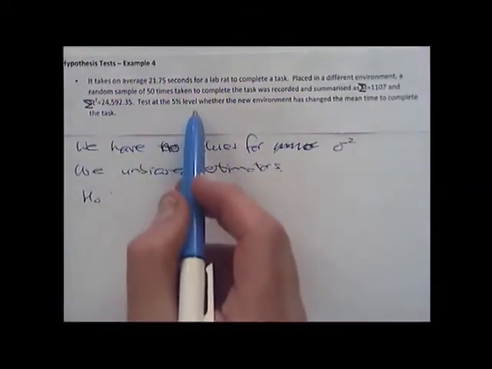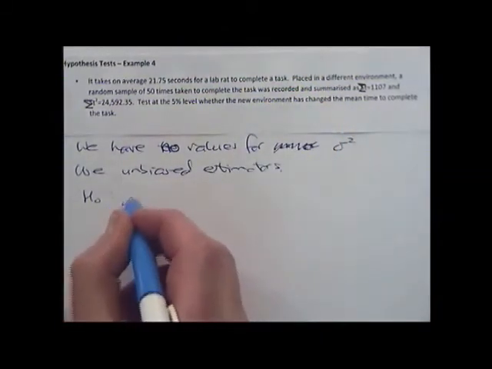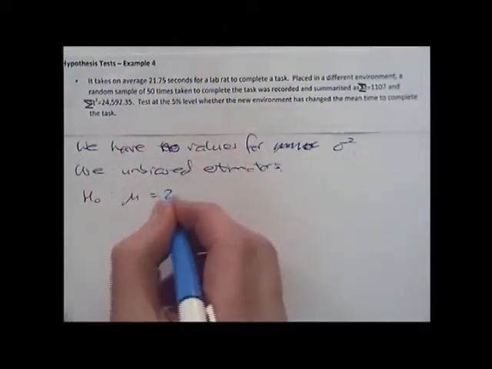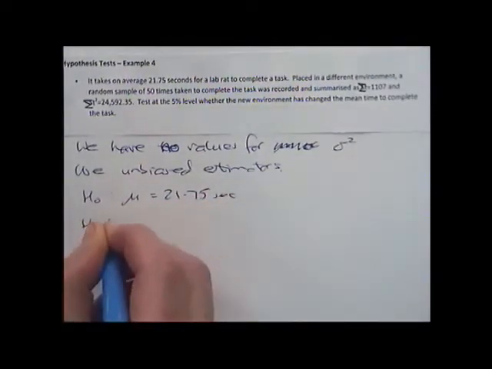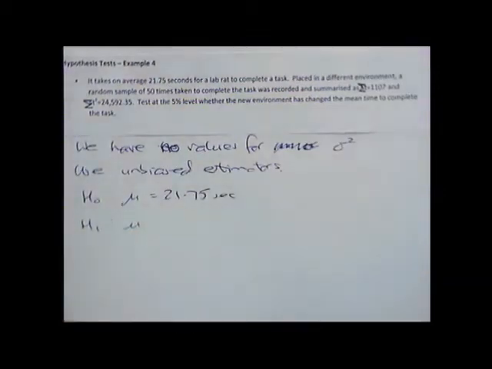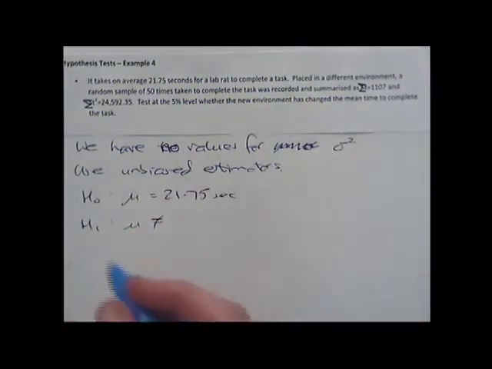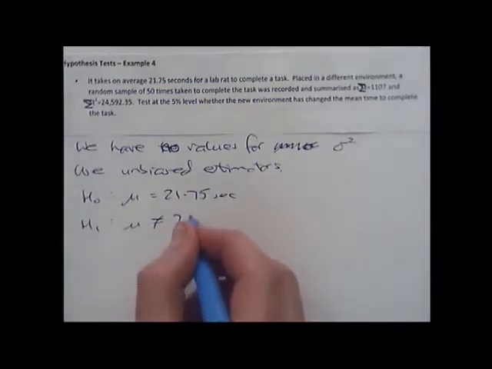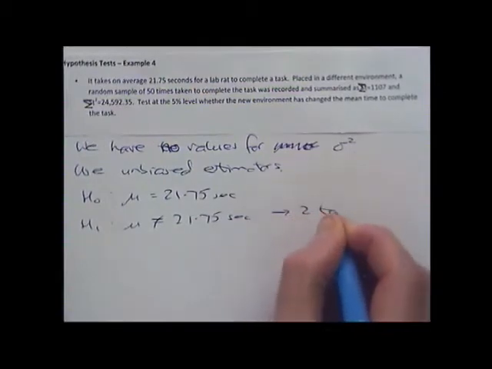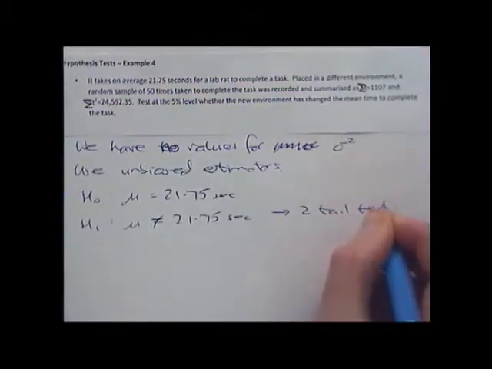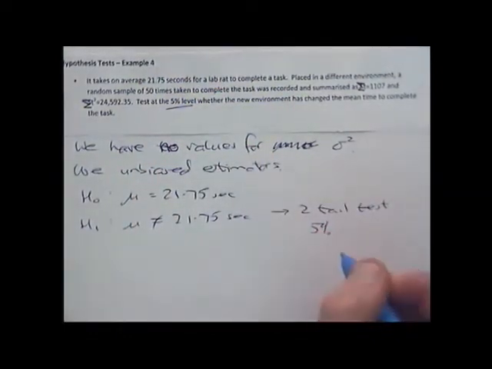So test at the 5% whether it has changed the mean time. So h0 is mu equals what it says, 21.75 seconds. h1, what will h1 be? Not equal to, it's two-tailed. Just has it changed? So it could go up or down, they're not bothered. Is not equal to 21.75 seconds, so it's a two-tail test. And our significance level is given to us as 5%.